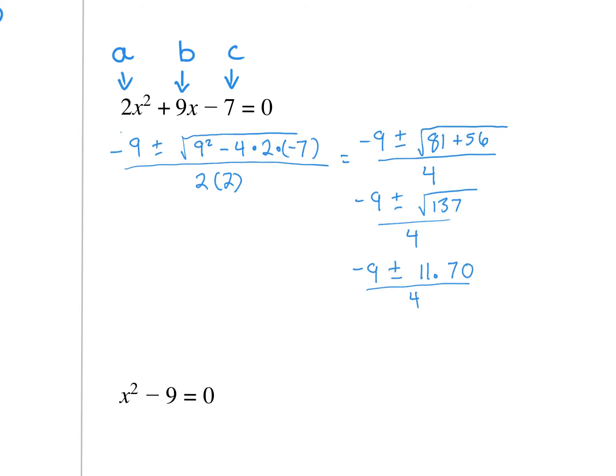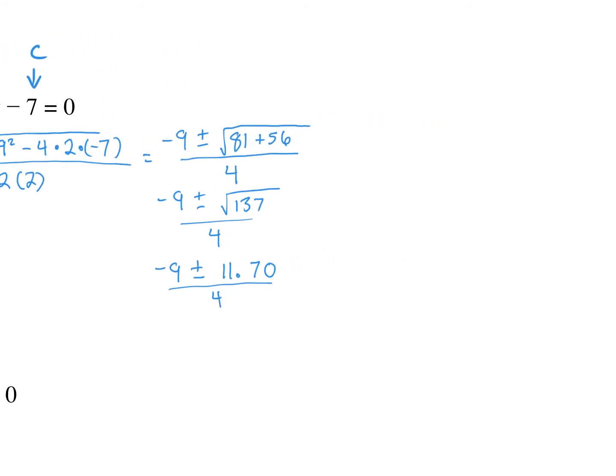So now I'm going to punch this in. One of my answers is going to be -9 plus 11.70. Once I punch that all in, I'm going to press equal, then divide by 4. The other answer is -9 minus 11.70. Punch that in, equal, divided by 4.